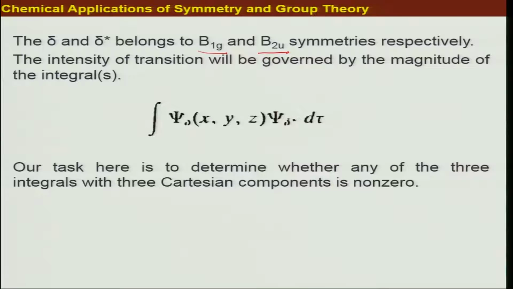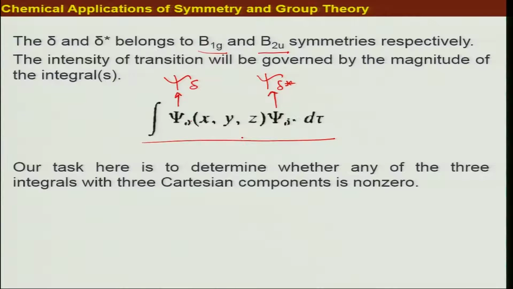So, now what we have to do? We have to look at the transition moment integral. That is given here, and again you notice that we are not bothered about the charge, because that is not going to alter the fate of the transition, correct. This one is essentially psi delta and this one is psi delta star. This integral we can split into three different integrals involving x, y and z separately.